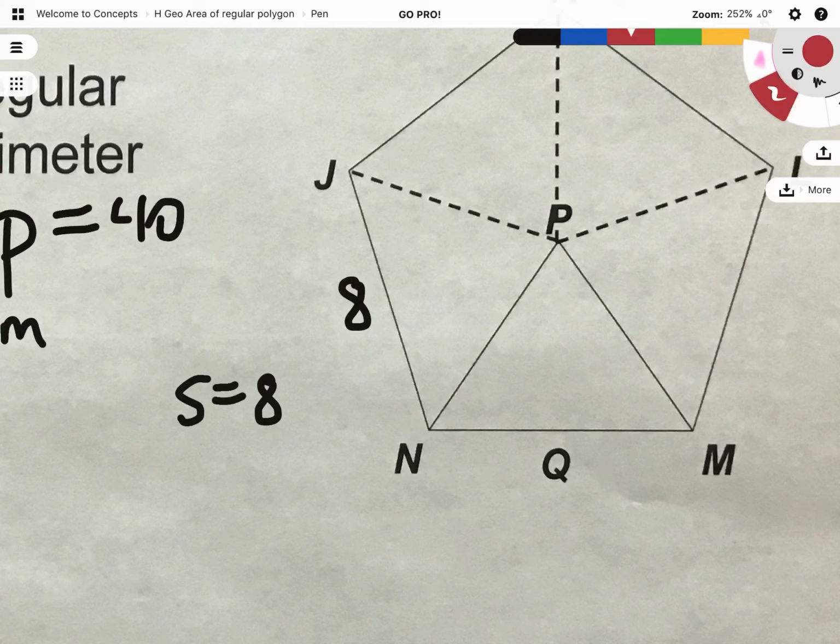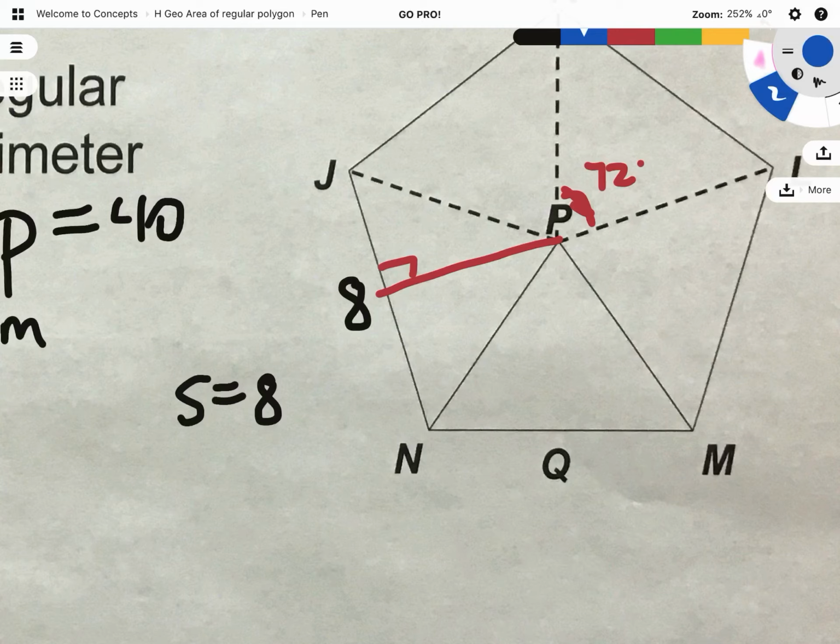And then if we draw an apothem here, make it perpendicular, we need to figure out what that is. So now we need to do a little calculation here. We want to know what one of these angle measures is. If we take 360 divided by 5, we get 72. So that's 72 degrees.